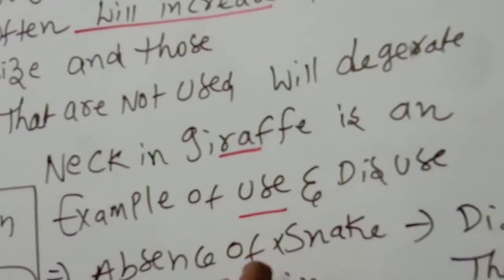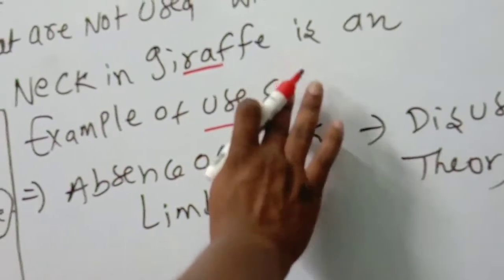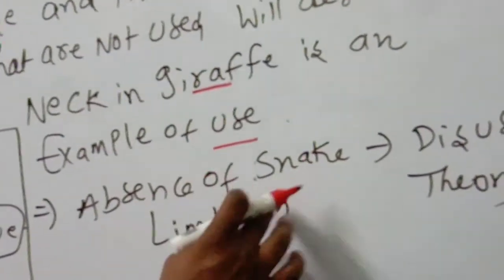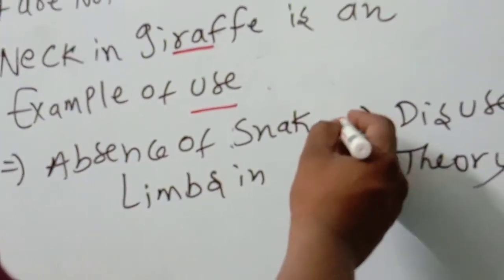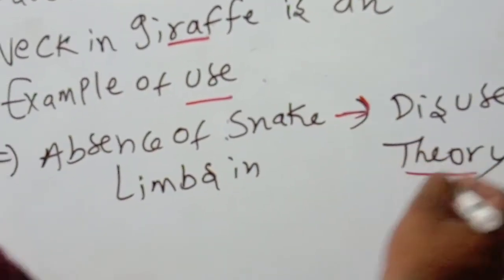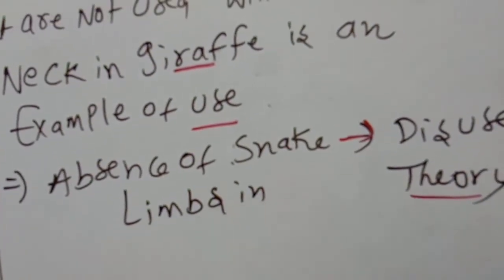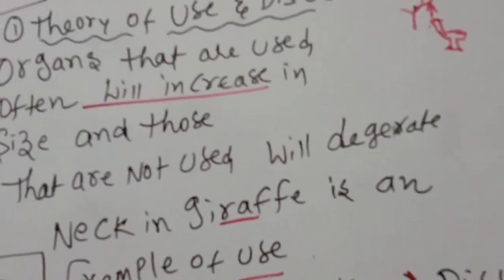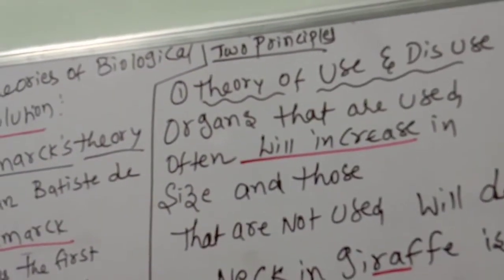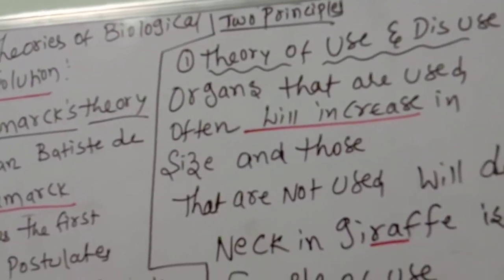And absence of limbs in the snake is the best example of disuse, because the snake did not use the limbs, that's why the limbs disappeared. Not used at all, that is called disuse. So the neck in giraffe and the absence of limbs in snake are the best examples of the use and disuse theory of Lamarckism.